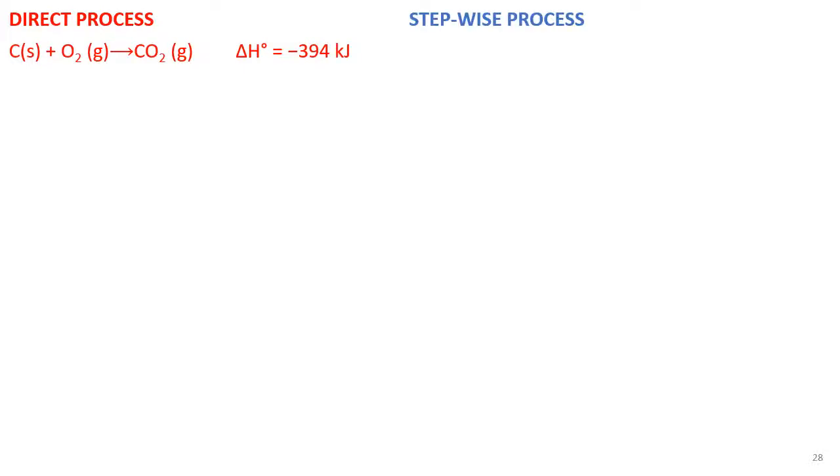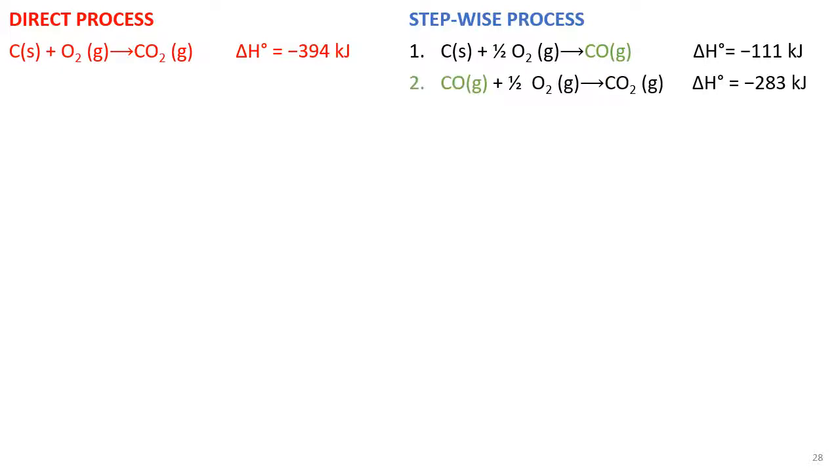Or we could do a stepwise process. We could first combine 1 mole of carbon with a half mole of oxygen to form carbon monoxide gas and measure the enthalpy change associated with that step. Then we could react carbon monoxide gas with a half mole of oxygen to form carbon dioxide, which was our initial product in the first direct process.